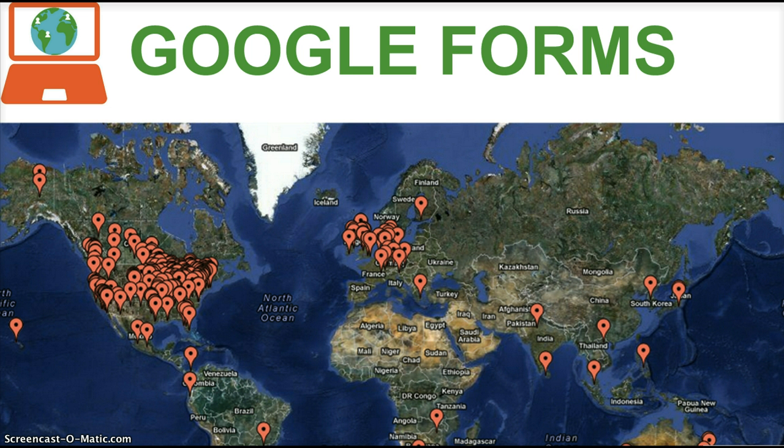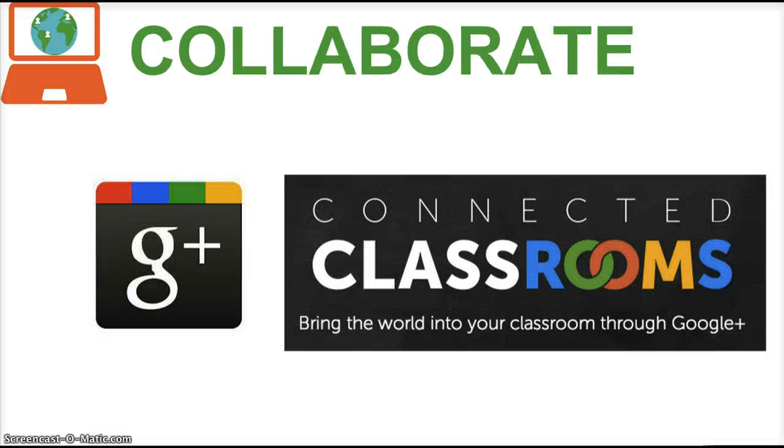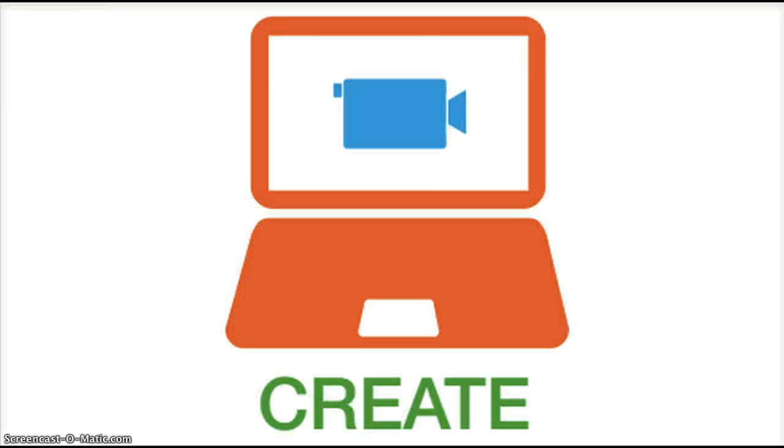Another example of an internationally collaborative activity was we created a Google form and asked people around the world what the temperature was. Using the data that came in from the spreadsheet, we were able to plot it onto a world map, and the students had real-time data that we could talk through. There's also a website called Connected Classroom, which brings virtual field trips into the classroom, so you can connect on those using Google Plus as well.